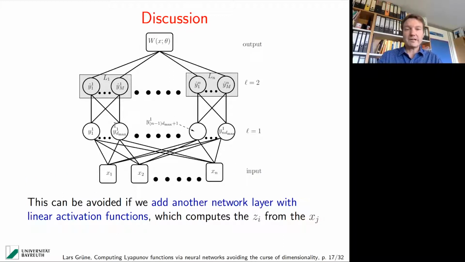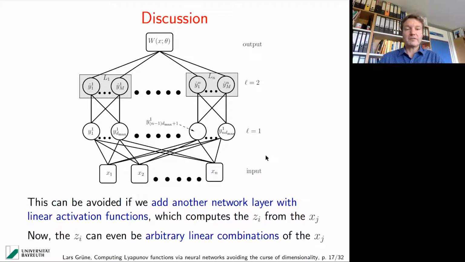So here we have another layer. These are just linear activation functions down here, so this is just a coordinate transformation. And what we get with this structure is that we not only can split up our state vector, we can even define the z_i as arbitrary linear combinations of the x_j.